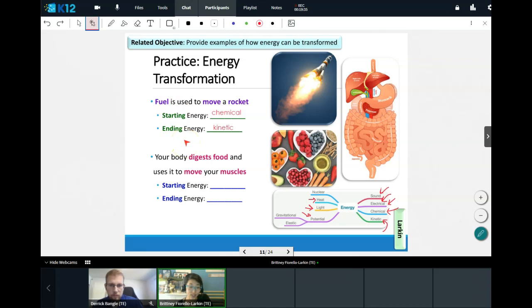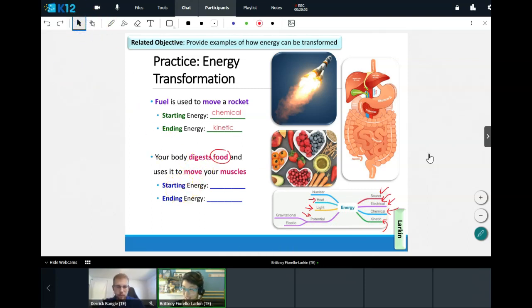Now let's go ahead and try a different example. So your body digests food and uses it to move your muscles. So again, we're starting off with digesting food. Tell me in the chat, food is what type of energy? Is it heat energy, light energy, potential, sound, electrical, chemical, or kinetic? What kind of energy is food?